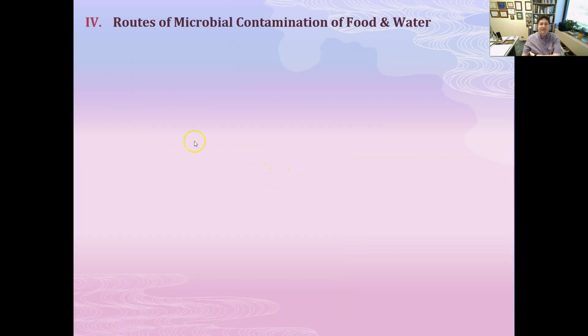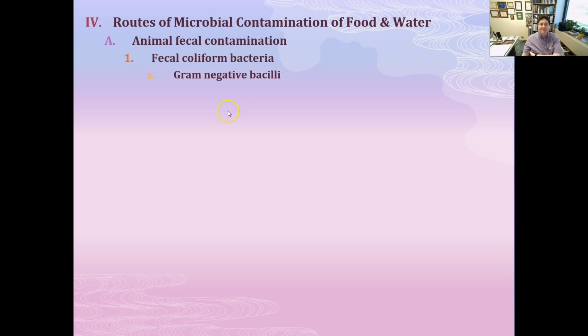Now, how about routes of entry? So routes of microbial contamination of food and water. Well, a big one is fecal contamination. It could be animal feces, potentially even human feces. So fecal contamination. A group of bacteria called fecal coliform bacteria are the most common problem here. They're also used diagnostically. Now, fecal coliform bacteria are gram-negative bacilli.